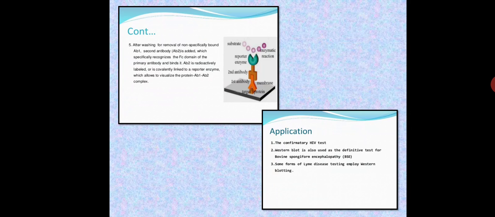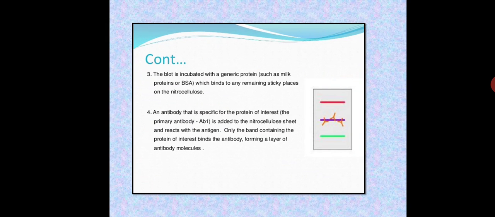Now what is blocking? Blocking is the process where we apply the blocking agents. Okay, यहाँ पर हम blocking agents apply करते हैं. तो blocking agents like milk और BSA. BSA stands for bovine serum albumin. क्या है bovine serum albumin? It is a protein. Okay, bovine serum albumin, it is used as a protein concentration or it is a protein.